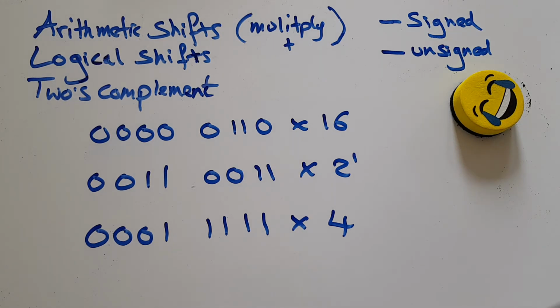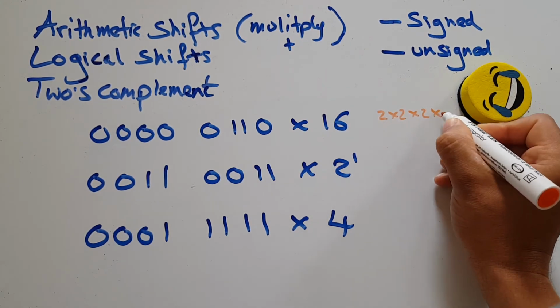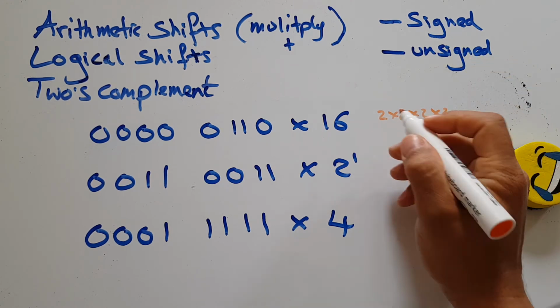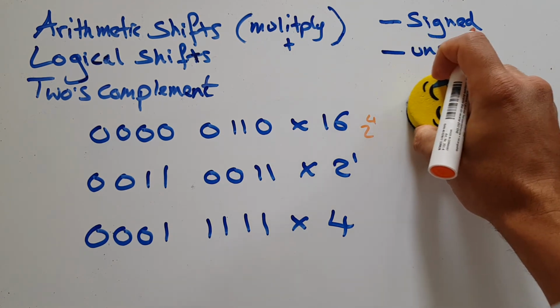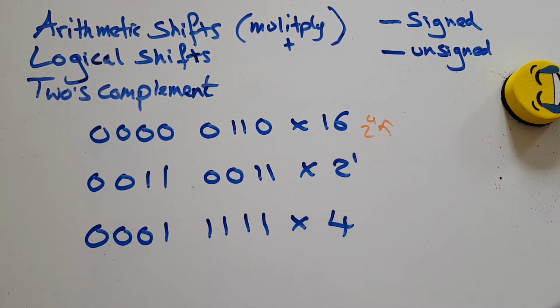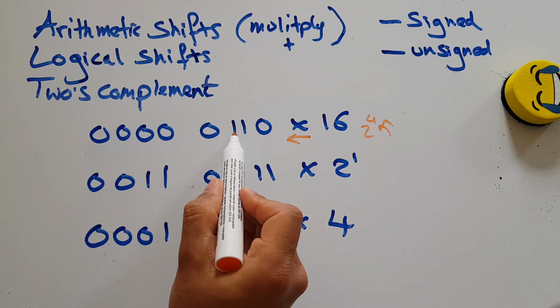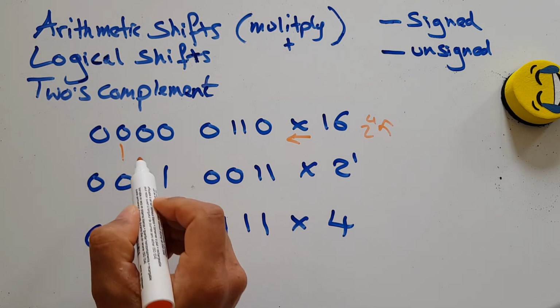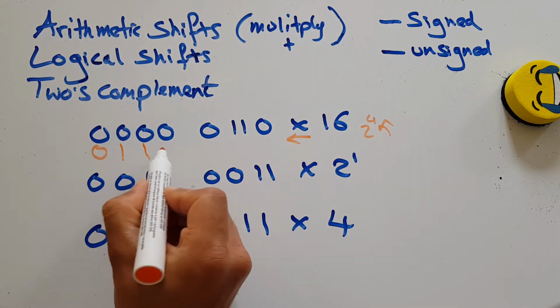Okay, so I'll do these in a different colour. Let's go with orange. So 16, well, 16 is 2 times 2 is 4, times 2 is 8, times 2 is 16. So 16 is 2 to the power of 4. Okay, so that's my shift. So I'm shifting these by 4 places to the left. So 1, 2, 3, 4, that goes there. 1, 2, 3, 4, that goes there. And then fill the rest in with zeros.